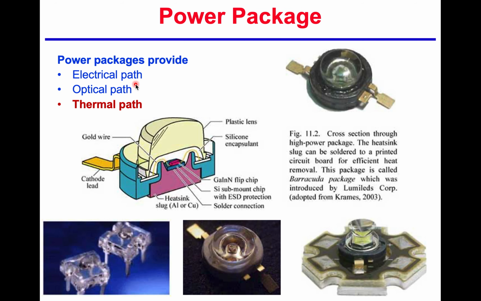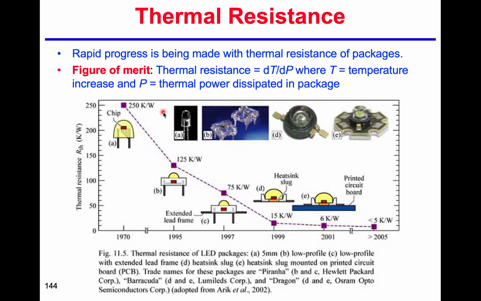And also for the lighting purpose, actually that will generate lots of heat. So we also need to consider the thermal path. So we can use a thermal resistance to describe this, and we can dissipate lots of the power without increasing the temperature much.